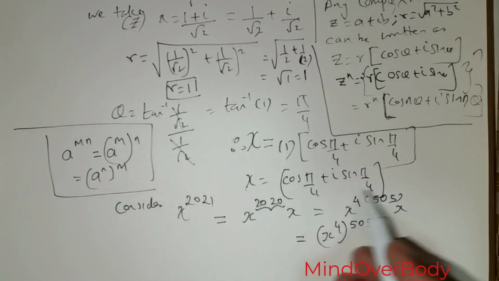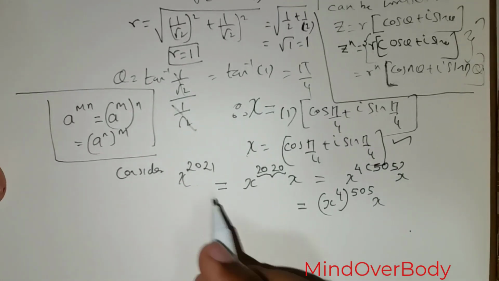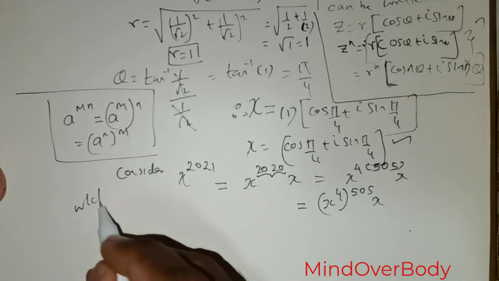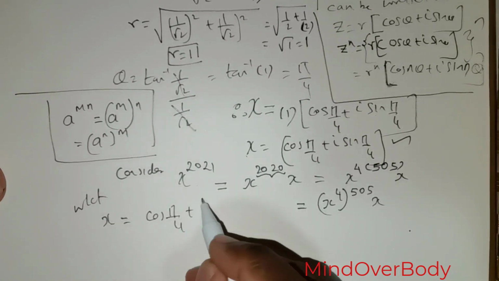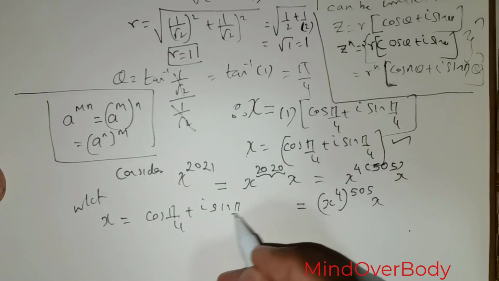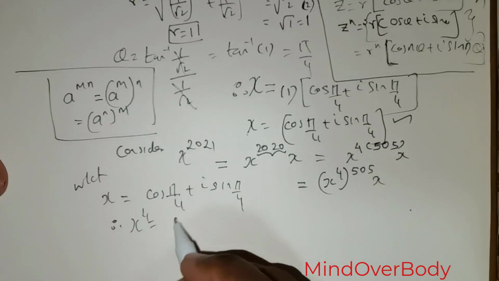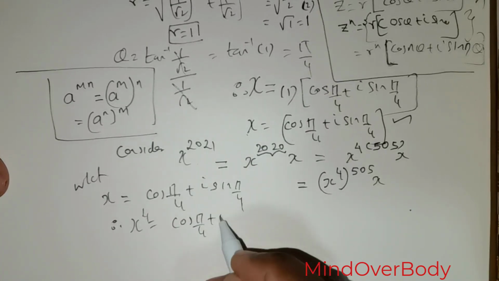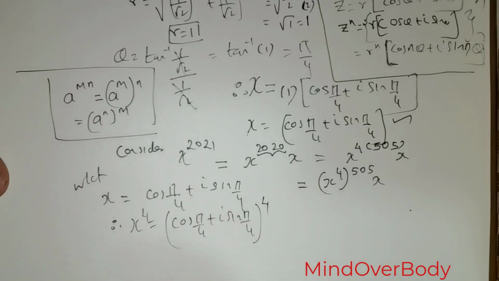Now I know x here, but I need to know the value of x to the power 4. So how do I get it? Simple. Now we know that x is equal to cos pi over 4 plus i times sine pi over 4. Therefore x raised to the power 4 is equal to cos pi over 4 plus i times sine pi over 4, the whole raised to the power of 4.